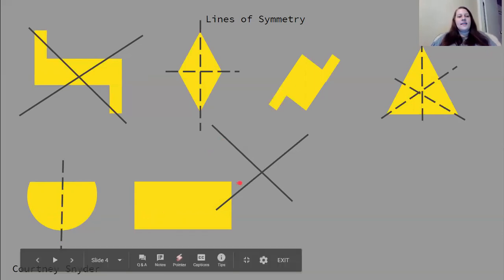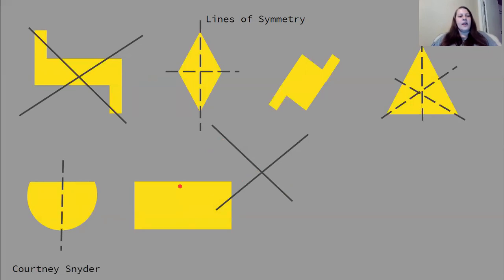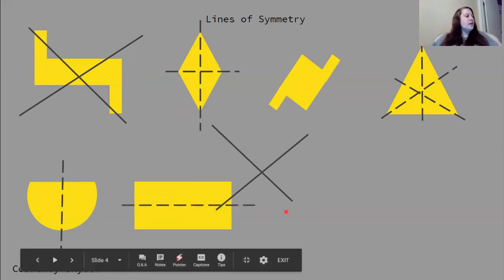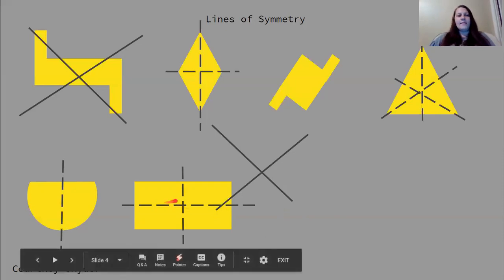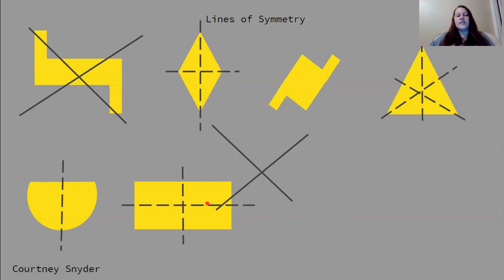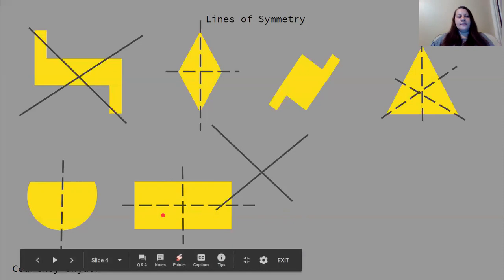Now we have this rectangle. Again, I apologize about these two lines. They're getting in the way. We have a rectangle that if we cut it directly down the center horizontally and directly down the center vertically, they would both be lines of symmetry. I apologize, guys, about these animals. They are going crazy. They would be two lines of symmetry, one going horizontally and one going vertically.